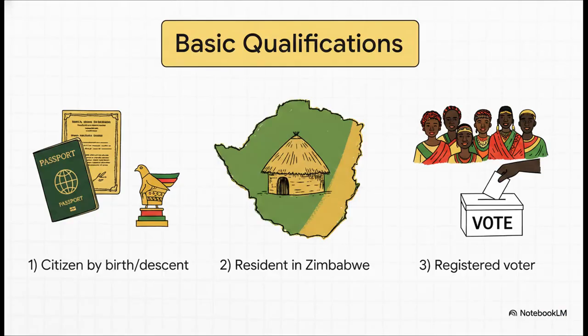Moving right along to part 2, qualifications for the president. Let's talk about the ultimate job interview. What does it actually take to get this massive role? You can't just walk in and ask for the job, right? Section 91 gives us the strict rules. To even be considered for president, you got to meet a few basic requirements.